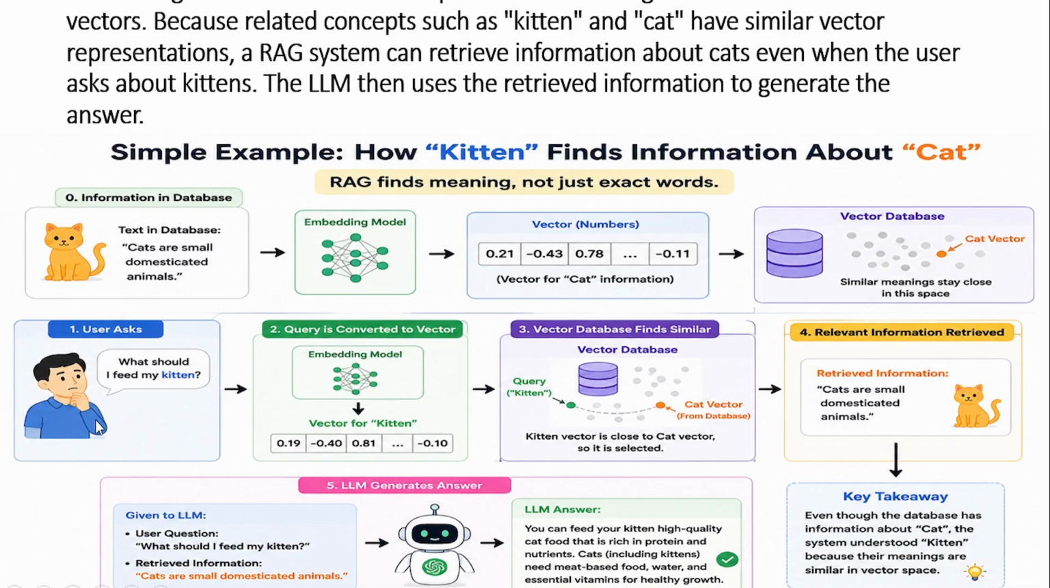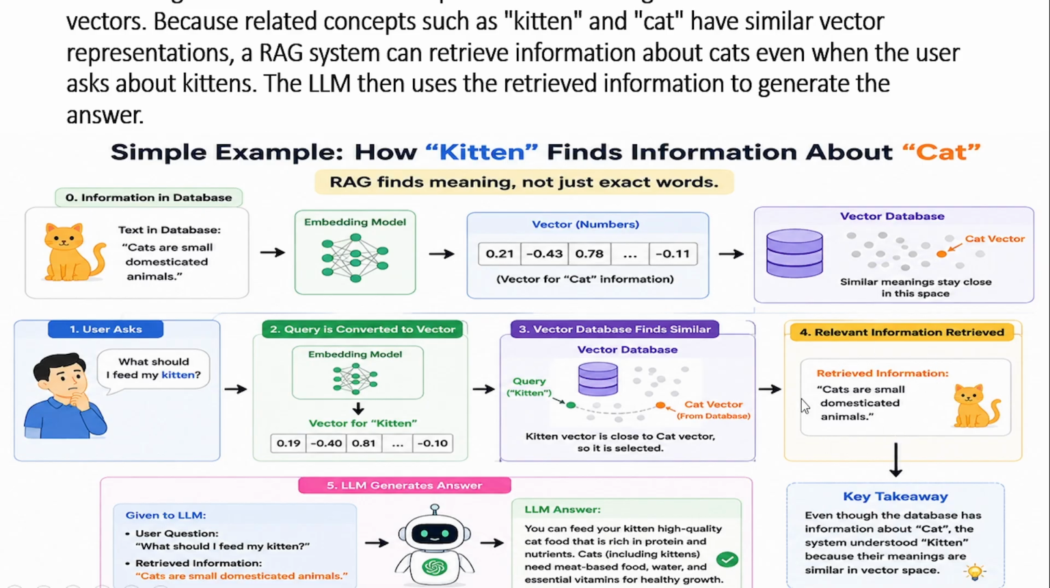So when the query comes from the user, what should I feed my kittens? You can see it's not talking about the cat, it's talking about the kitten. But when the query is converted by the embedding model, it generates vectors which have almost similar meaning to the cat, and then they are sent to the vector database for a similarity check. You can see the query is kitten and it goes to the cat category, or animal category, where it finds the cat because it has similar vectors. So the kitten vector is close to the cat vector. So it is selected. Then the relevant information is retrieved.